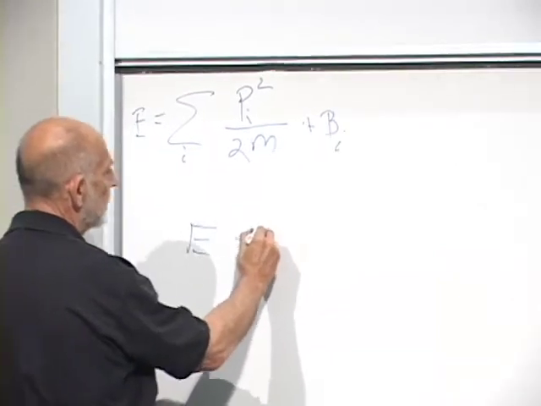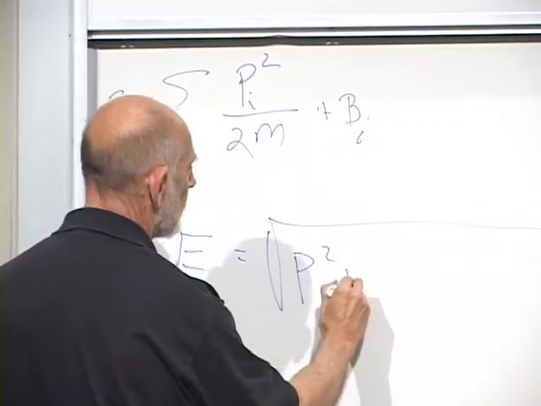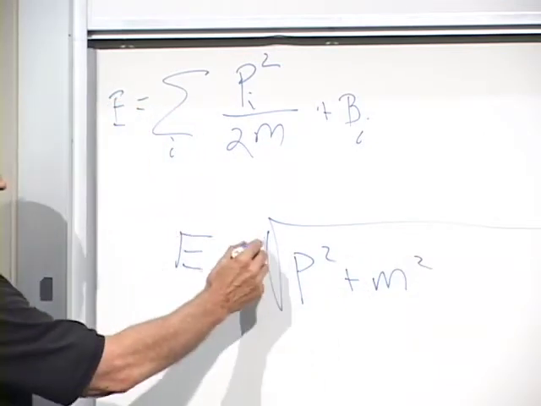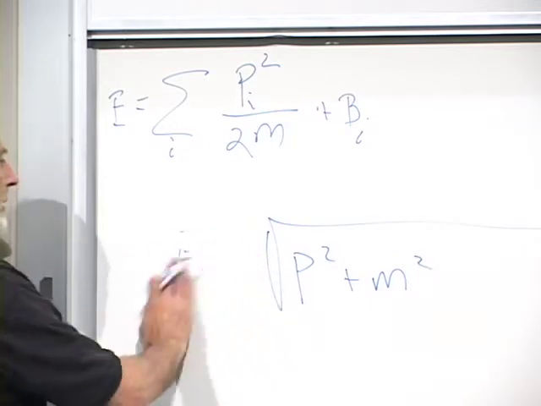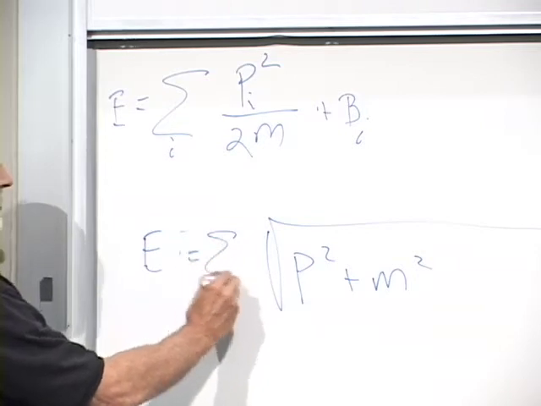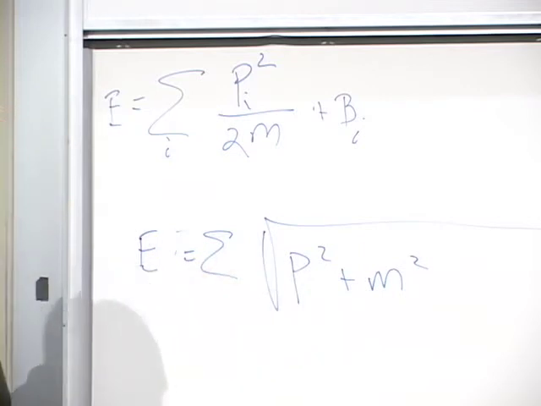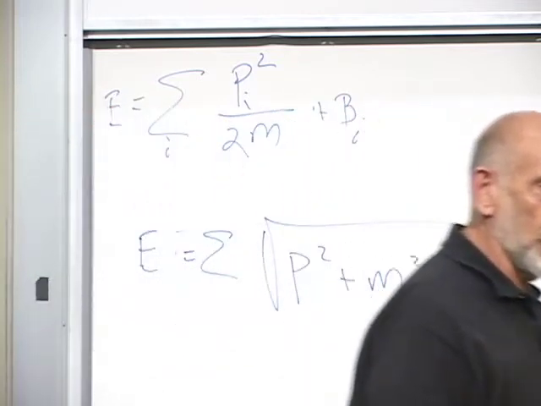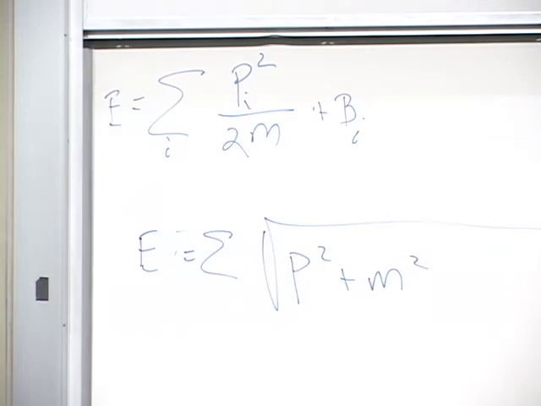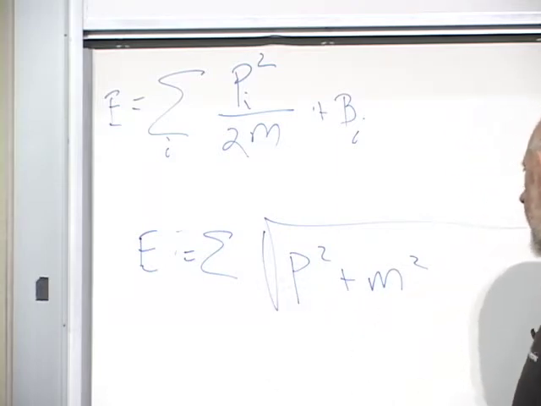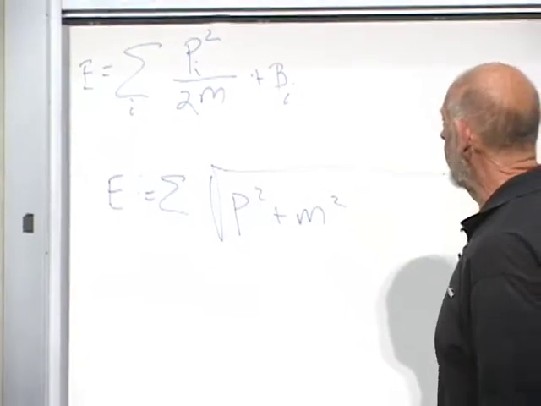All right, in relativity, it's equal to the square root of p squared plus m squared. I'm going to correct this in a minute, but it's, of course, equal to the sum over all the particles. Let's just write it as E equals the sum over all the particles in the system of the square root of p squared plus m squared, where p squared is px squared plus py squared plus pz squared, or however many dimensions are appropriate to the problem. So this would be pi and mi for the ith particle, and also x, y, and z, and whatever else. Okay. How do we go from here to here?